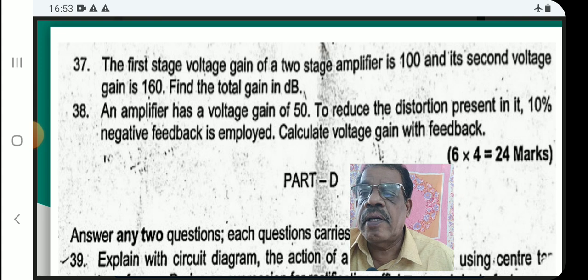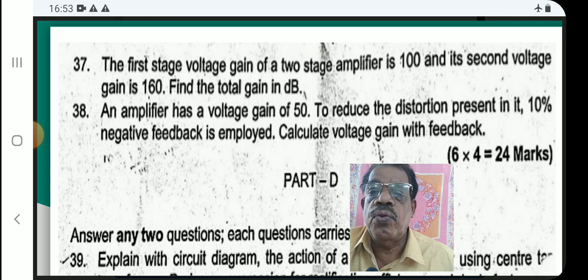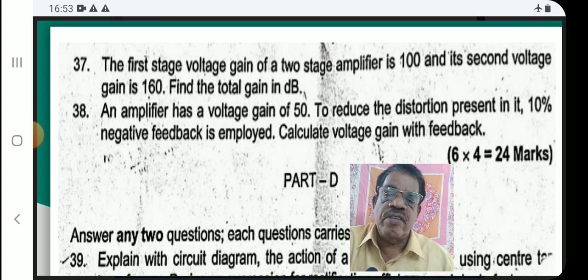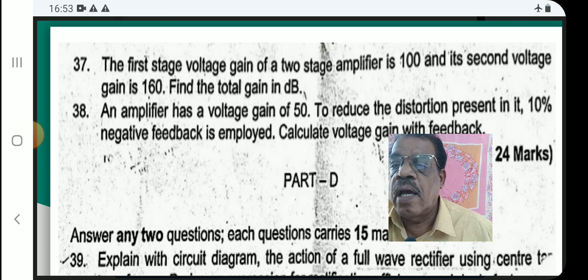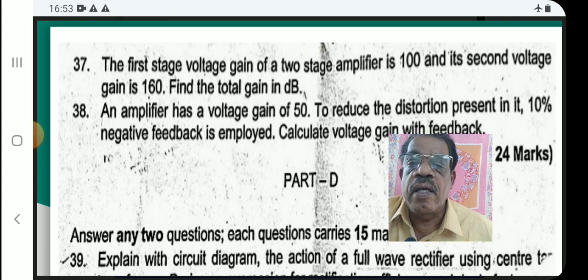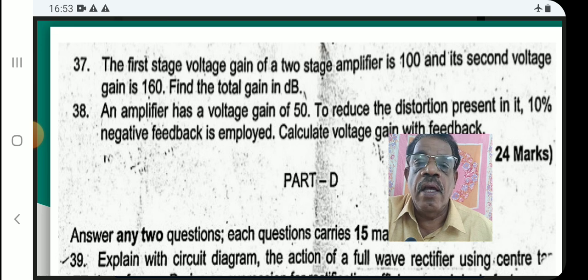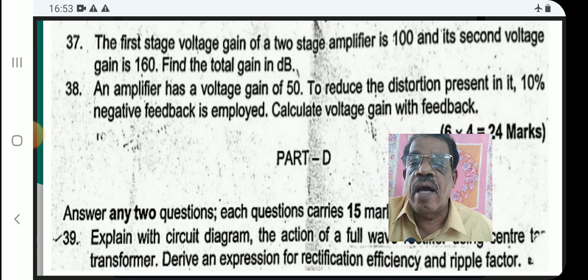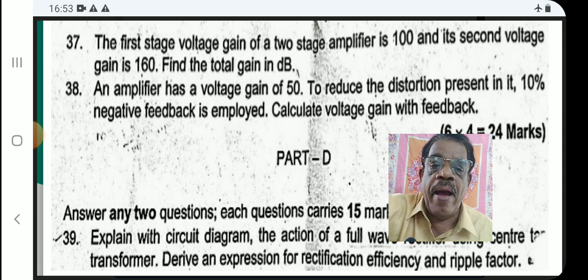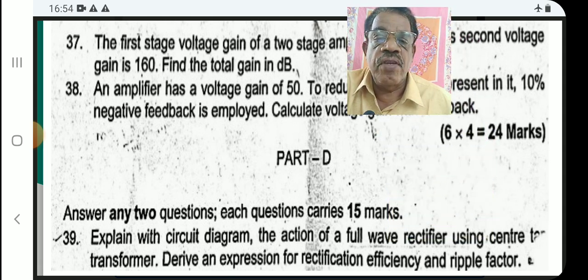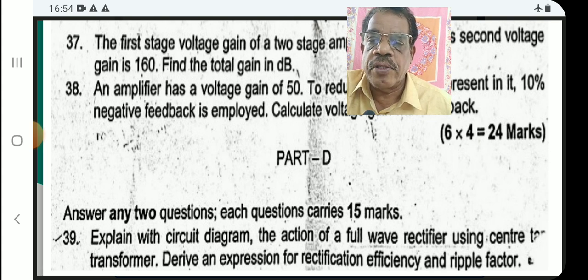Next question, number 37. The first stage voltage gain of a two-stage amplifier is 100 and its second stage voltage gain is 160. Find the overall gain in dB. You multiply the gains and convert it into decibel. Number 38. An amplifier has a voltage gain of 50. To reduce the distortion present in it, 10% negative feedback is applied. Calculate voltage gain with the feedback. 6 into 4 equal to 24 marks.